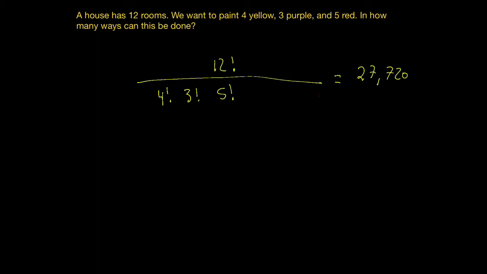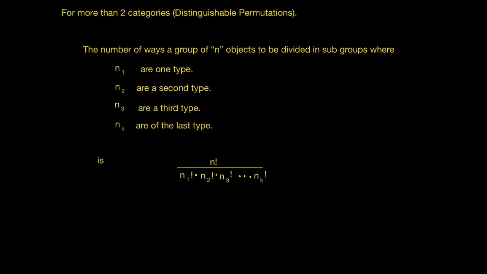So now let's generalize this process, and here it is. For more than 2 categories or distinguishable permutation, the number of ways a group of n objects can be divided into subgroups where n1 are one type, n2 are a second type, all the way to your last type is n factorial over n sub 1 factorial all the way to n sub k factorial. And in our example, the n objects were the 12 rooms. The n sub 1 was the group of yellow, n sub 2 purple, and n sub 3 red. And we used this formula in order to calculate the number of possible ways in which these 12 rooms could be colored in these 3 colors.